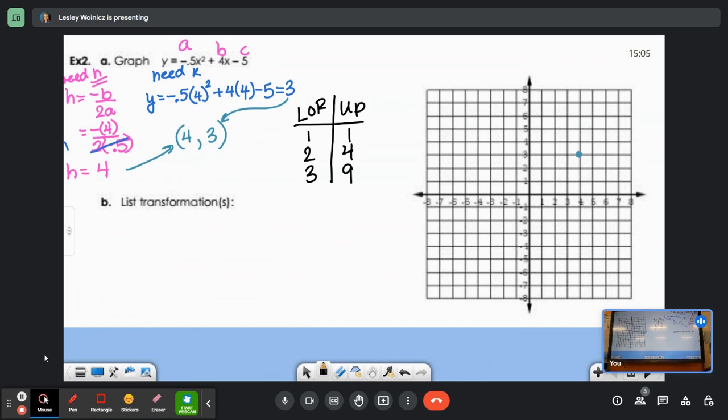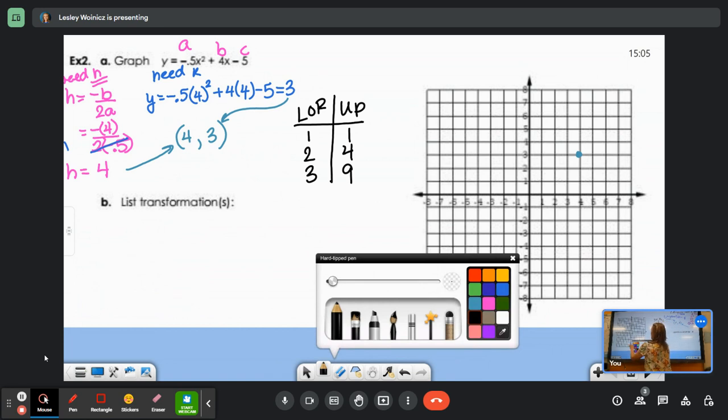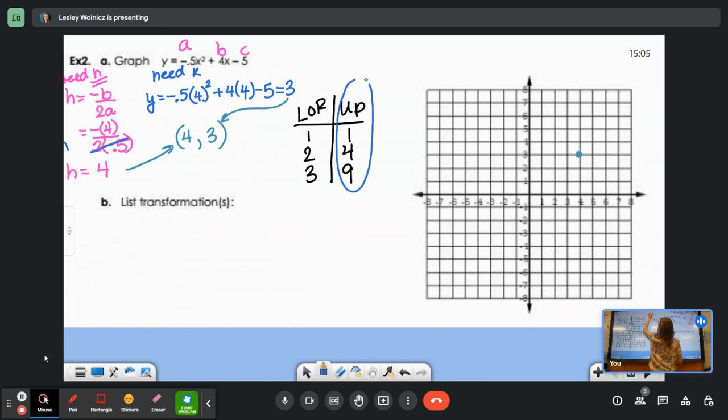Okay, what do we have to do to our ups because of our fun little a value? Divided by -0.5? You're really close. Multiply. Yeah, multiply. So we're going to multiply by our -0.5.